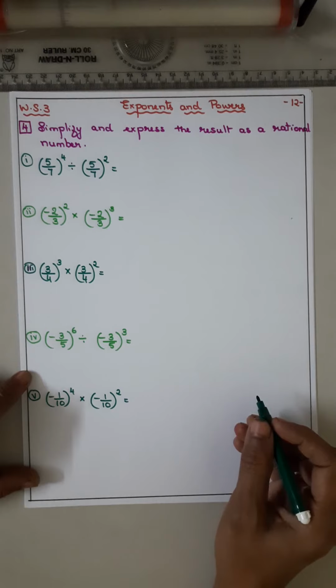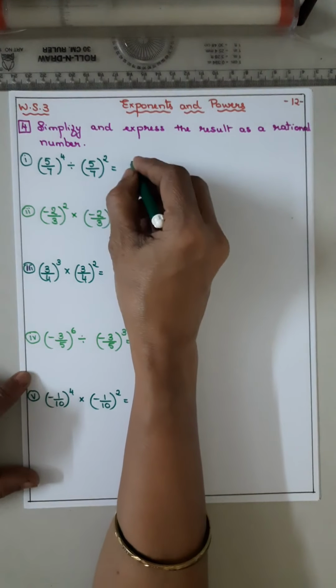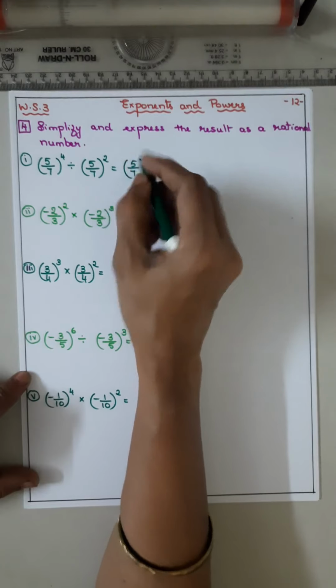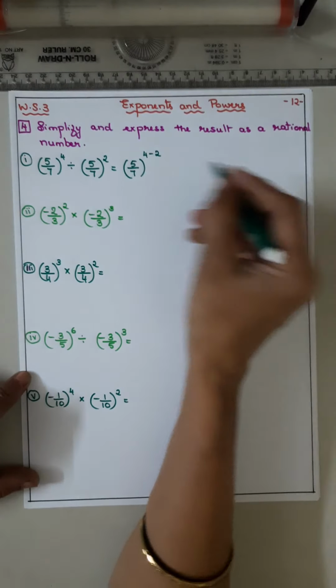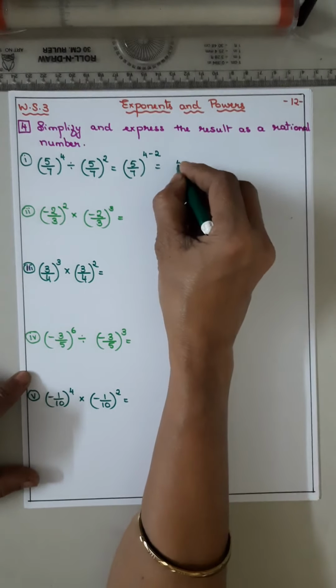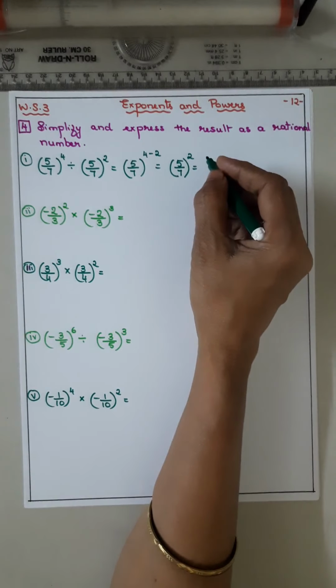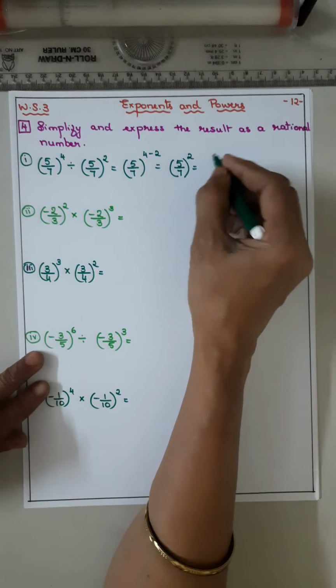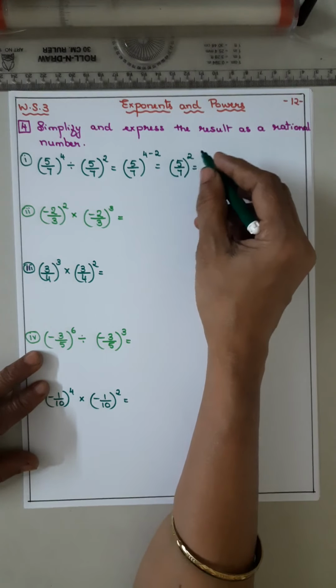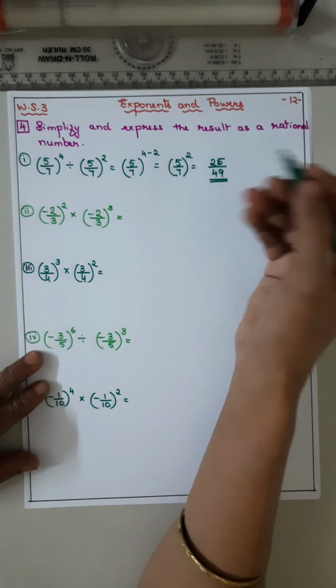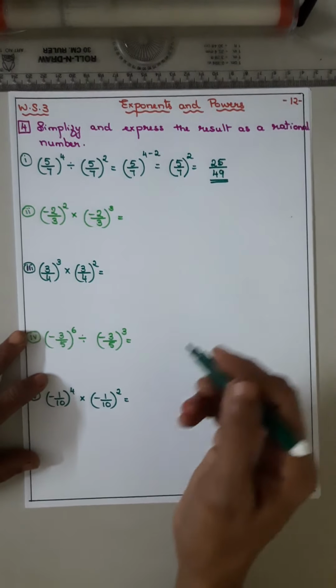Coming to the question, first 5 by 7 is the base and in between it is a division. So subtract the powers, 4 minus 2, isn't it? So 5 by 7, the whole raised to 4 minus 2, which is 2. So it will be how much? 5 5s are 25 and 7 7s are 49. Directly you can see it, otherwise you have to write 5 squared upon 7 squared again. No need, directly write the answer.